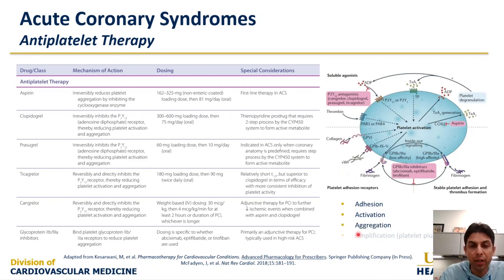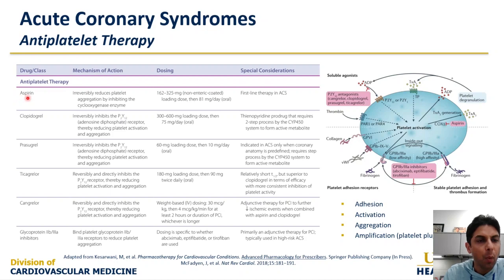And then aggregation, platelet aggregation. So platelets collecting at the same area of the coronary artery where injury has taken place. And then amplification, where we have platelet plug formation along with fibrin forming. So let's focus in on aspirin. Aspirin is a real foundation for therapy for acute coronary syndromes.